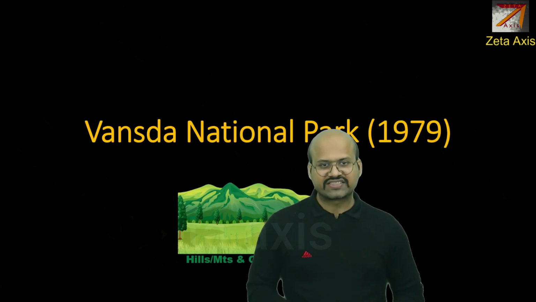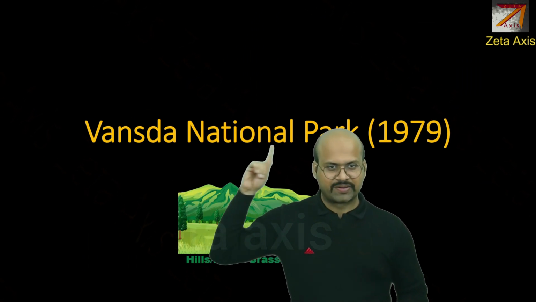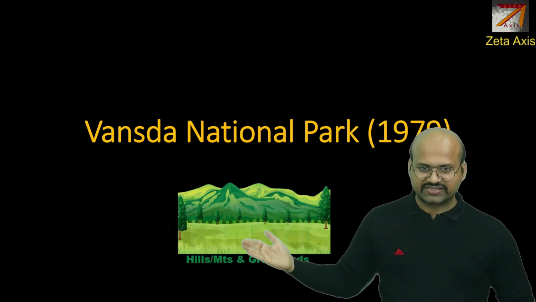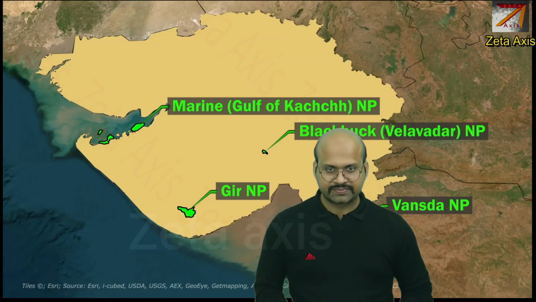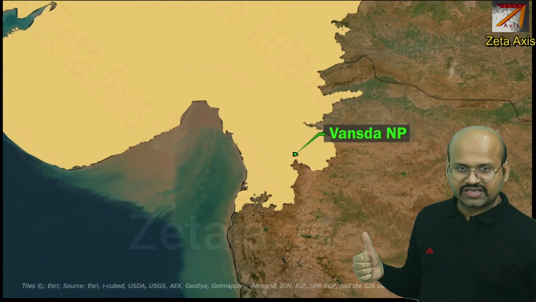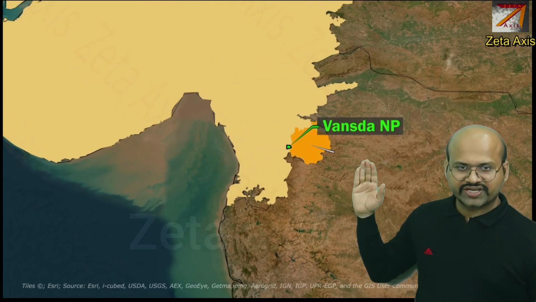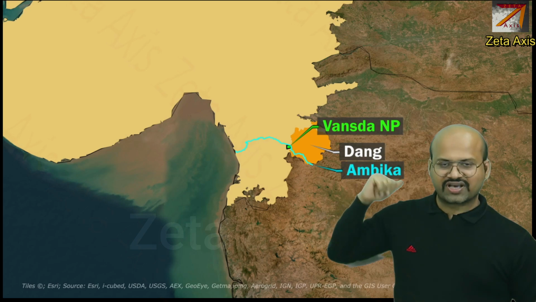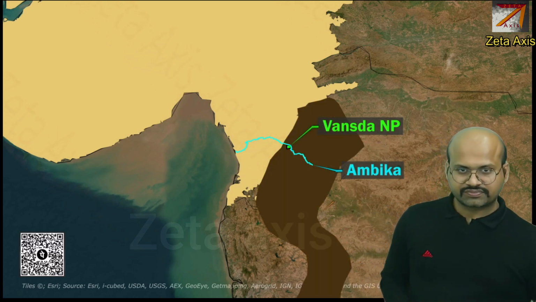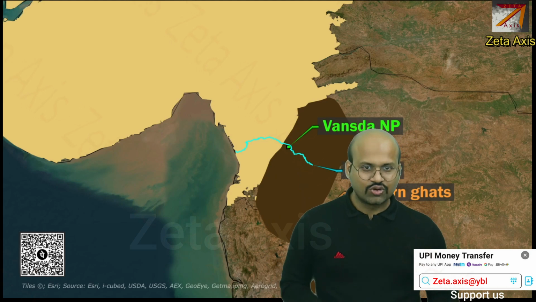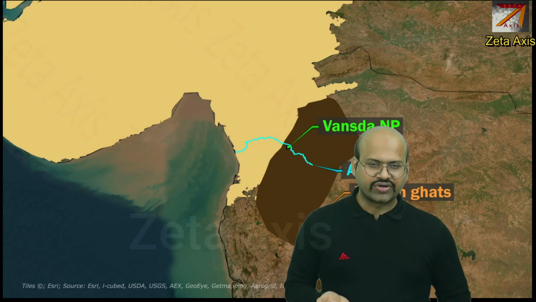The next important national park of Gujarat is Vansada National Park, established in 1979. Again, it has some part as hills and some part as grasslands. It is located in southern Gujarat. Here we can see that it is located in Dang district and Ambika River flows through Vansada National Park. This is basically located in Western Ghats, so some of the parts of it are mountainous.